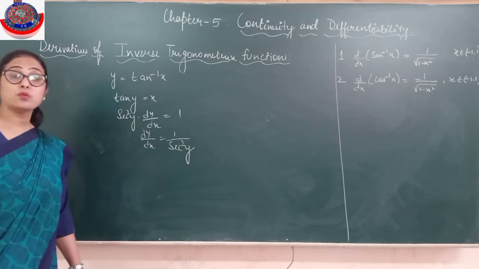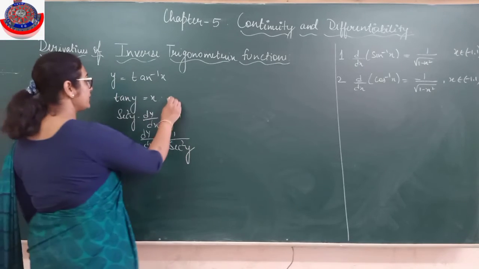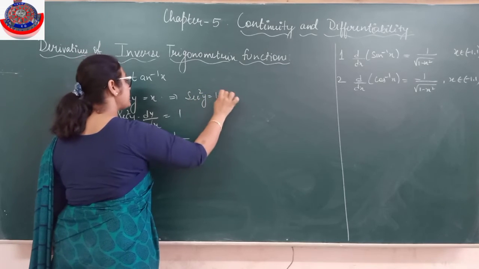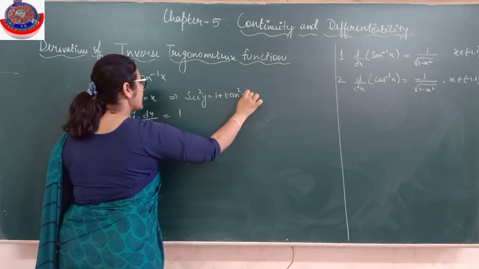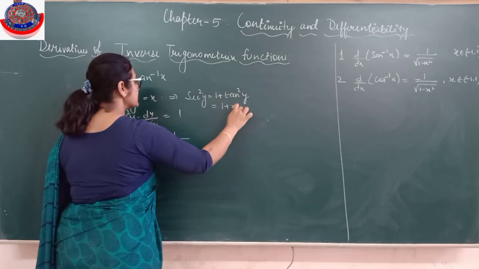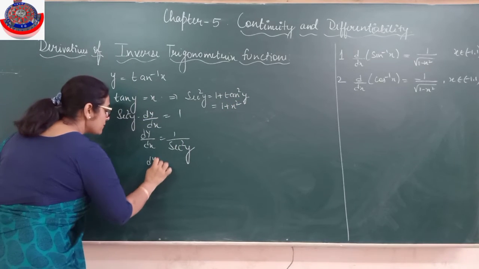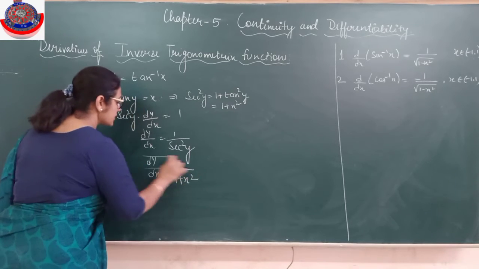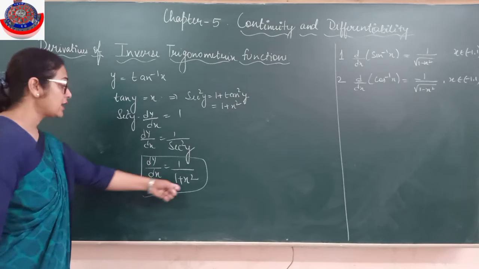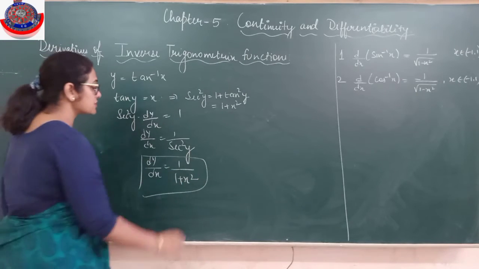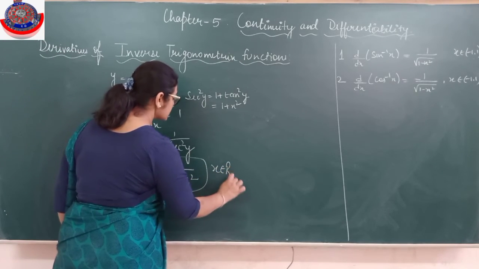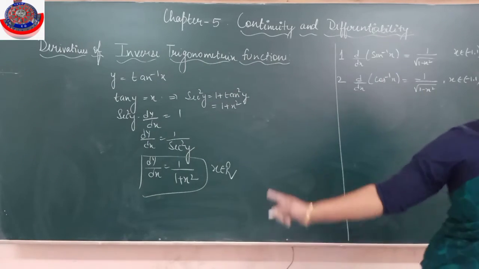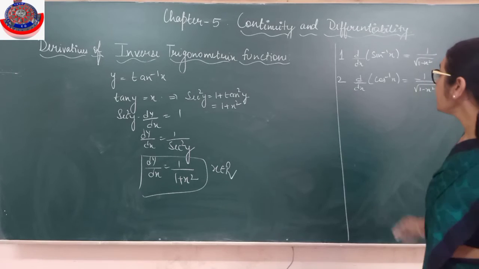Similarly, the answer cannot be in y, so I'll find the value of secant square from here. I know that secant square y is equal to 1 plus tan square y, and the value of tan y is this. So the differentiation of tan inverse is 1 upon 1 plus x square. Now this cannot be 0 anywhere, so this is defined for all real numbers. The domain of f dash x is all real numbers.